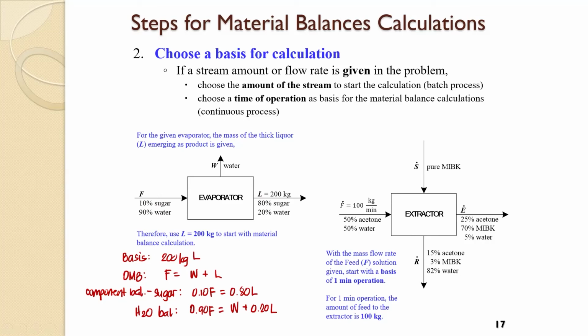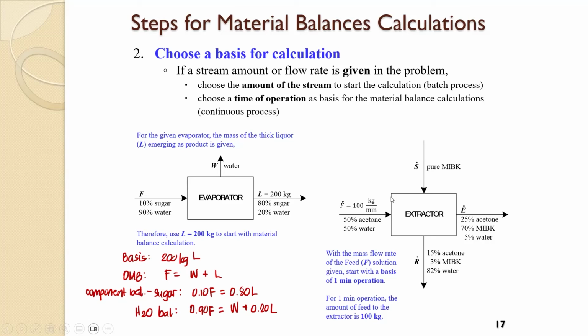There's a question: F is equal to W plus L. Choosing sugar will be easier as it is the tie component. Yes, we will go to the tie component later on. Okay? So this one, let's go to the continuous process.